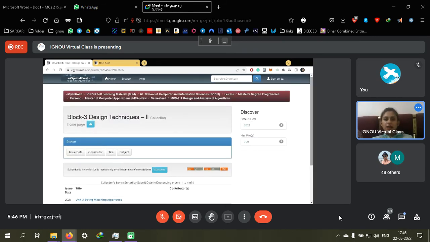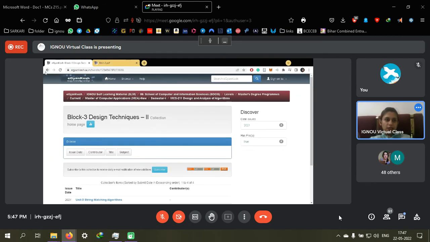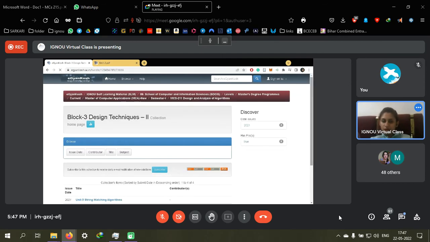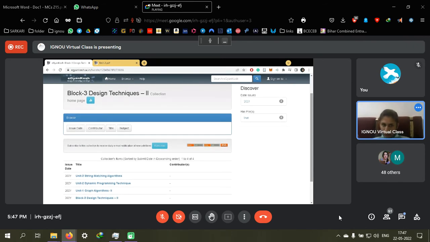This is our 4th class, am I right? So we have 2 classes left. In the next class, we will do graph theory part 1 and 2. After completing this, we have the remaining part, that is unit number 2 and 3 of block 3, that is the Manchester algorithm and dynamic programming technique. Right?